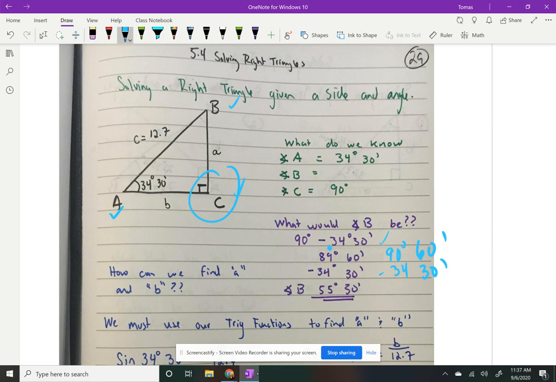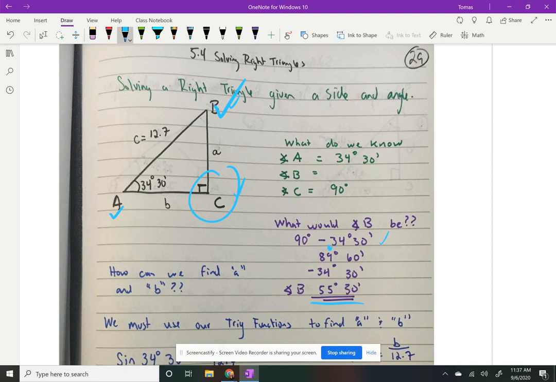So remember, when you make this 60 right here, you're actually borrowing from the 90. So it has to go to 89. All right. So make sure you guys are cognizant of that. Okay. So 89 degrees 60 minutes is a total of 90 degrees, right? And then we subtract and we get our angle B. Bada boom, bada bing. So now we're good. We have all our three angles.